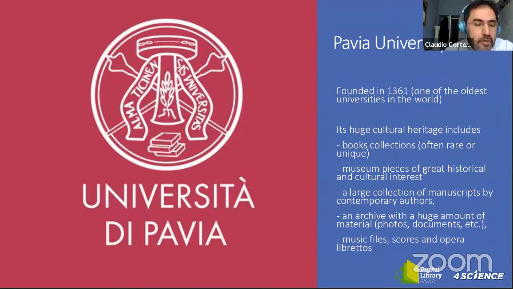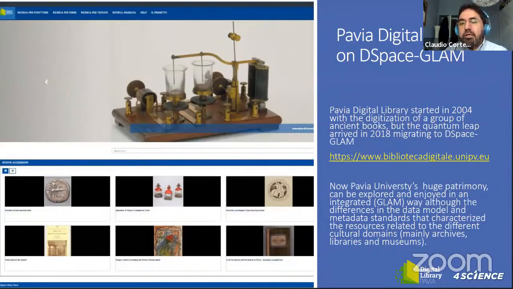The Pavia University is one of the oldest universities in the world, since it was officially established in 1361. And it owns a huge cultural heritage, which includes book collections, museum pieces, manuscripts, archival materials, music files, scores, and opera librettos. And to start making available on the web at least a part of this great cultural heritage, in 2004, they started their first implementation of a digital library with the digitization of a group of ancient books.